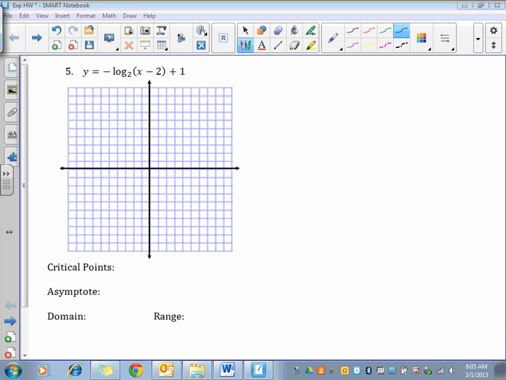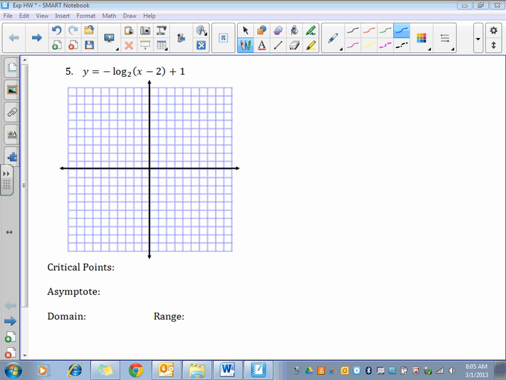Hi, welcome to the video on the homework on graphing exponential and logarithmic functions. I'll be going over number 5 and number 6 to help you get a better idea of how to solve these problems. The first thing you want to do when you approach these problems is identify the parent function.